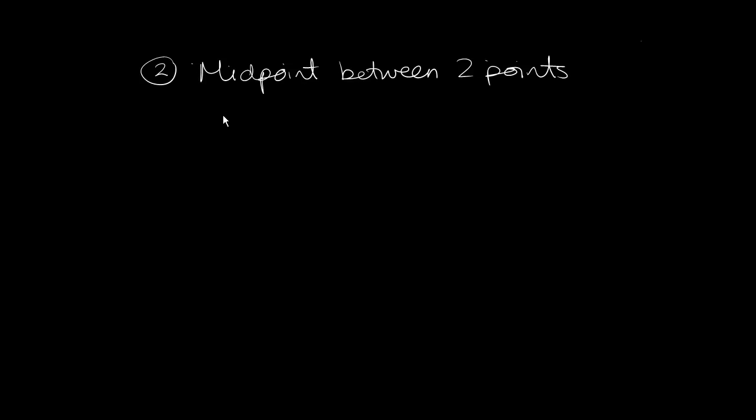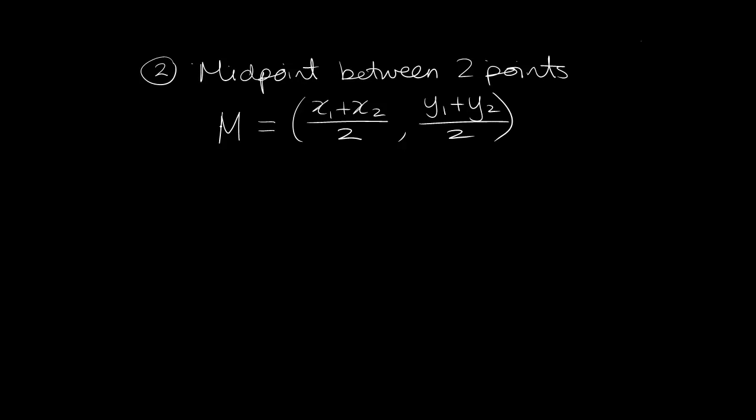Now we usually call the midpoint capital M, and its formula is given as the average of the two x coordinates. So we add them up and divide by 2, and then the average of the two y coordinates. So we add those up and divide by 2. Okay. So let's have a look at an example here.